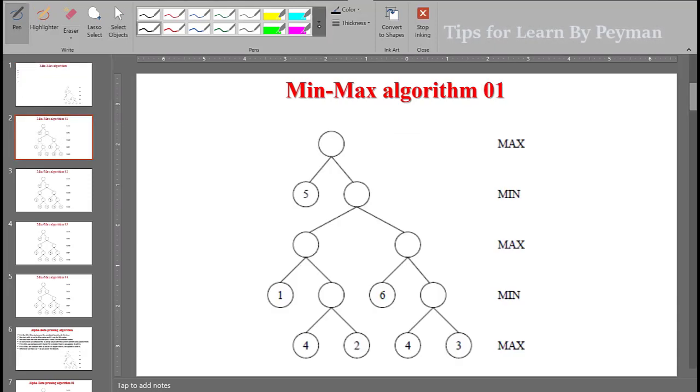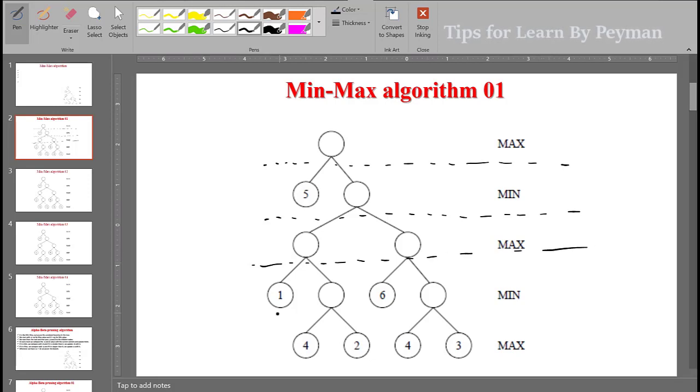I choose my pen and let's start. Okay. At first I just separate the levels here. We have two levels, max and min, as I explained. I just separate them, and as I told you before, we start from the leaf.